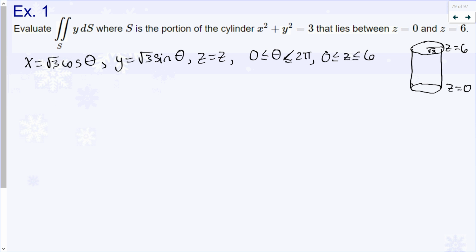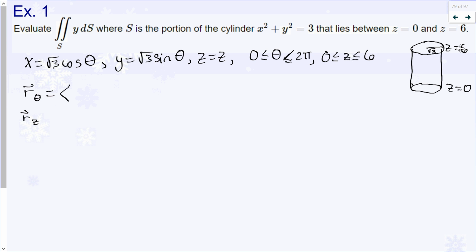Any questions on this? So now I'm going to calculate my vectors, which end up being involved in my surface integral. So I need to find r sub theta and r sub z. Because remember, the cross product's magnitude is involved in that surface integral formula. So r sub theta is the vector that is represented by the partial derivatives with respect to theta. So first we're going to take the partial derivative of x with respect to theta.